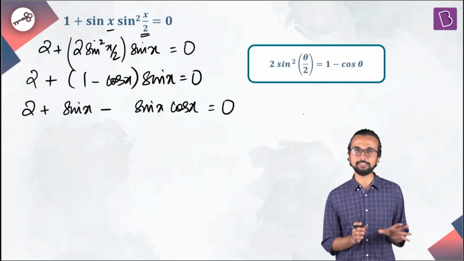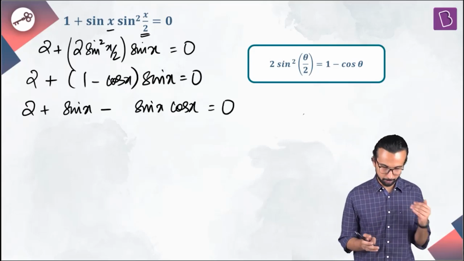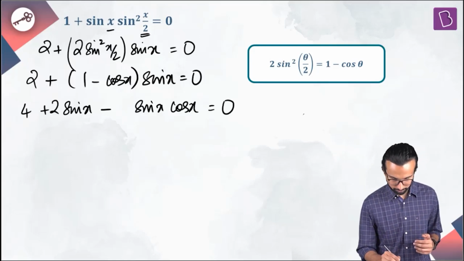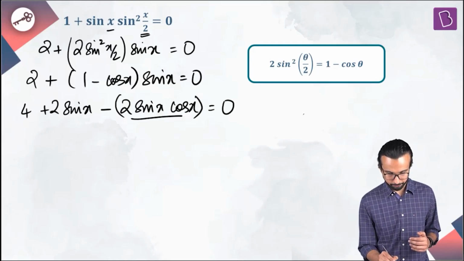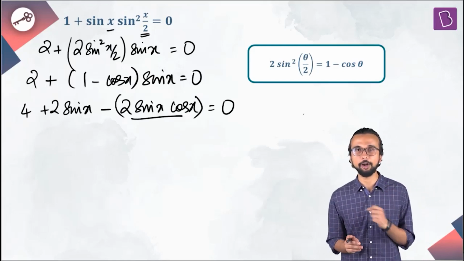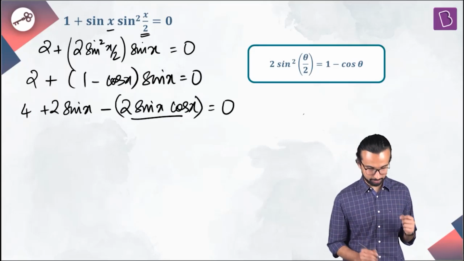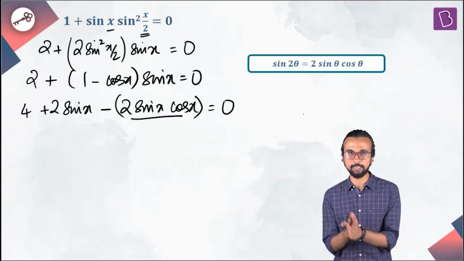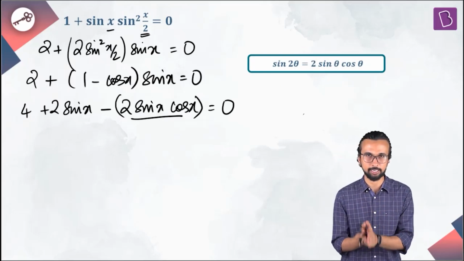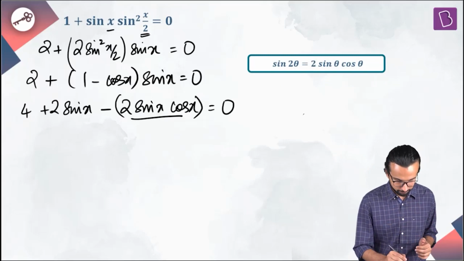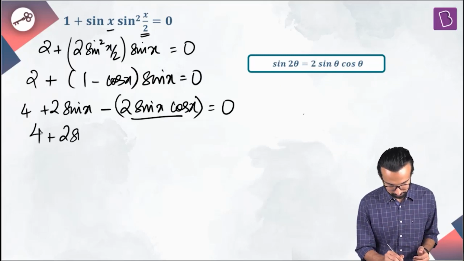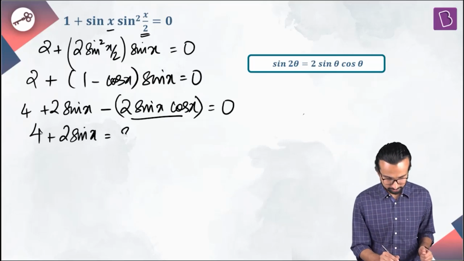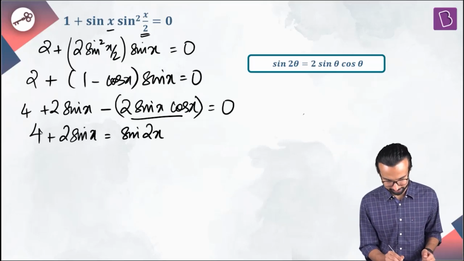I'll simply multiply this given equation again by 2. Why would I do that? We'll find out now. I multiply the whole thing by 2 to get 2 sin x cos x. What is 2 sin x cos x? That is nothing but sin 2x. So 2 sin theta cos theta is sin 2 theta. Let's use that here to get 4 plus 2 sin x, and I'll take this term to the RHS and it becomes sin 2x.